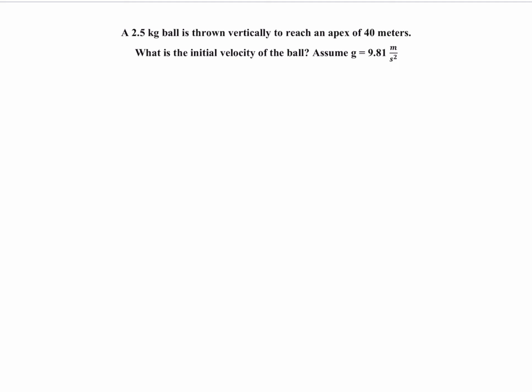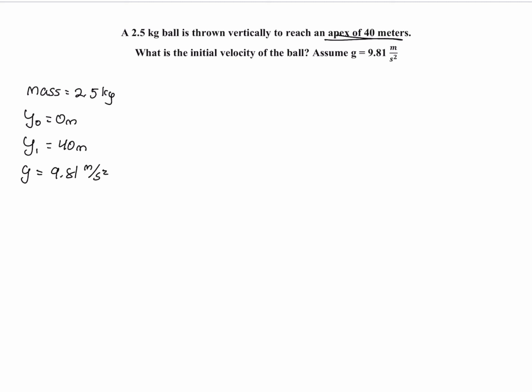Let's first start by listing out some known values. So we know the mass is equal to 2.5 kilograms. y0 equals 0 meters because it's starting from the ground. y1 equals 40 meters because that is our apex. And we know that gravity equals 9.81 meters per second squared.